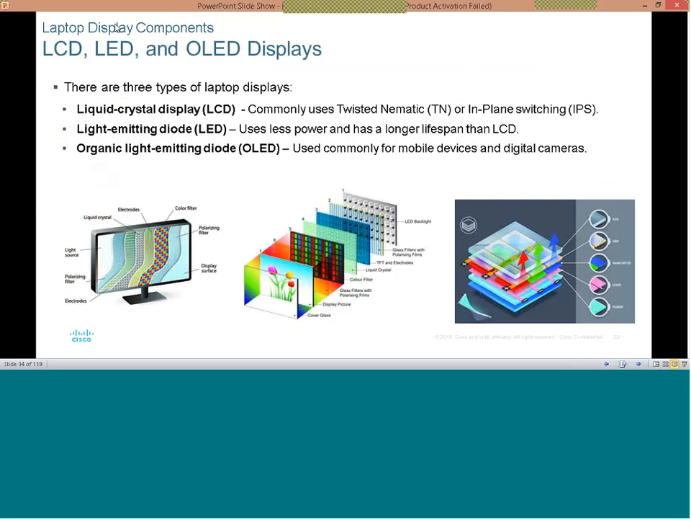And so laptop display components, you look at the LCD, the LED, the OLED in terms of display. We already know what the LCD is. You look at liquid crystal display, which commonly uses twisted nematic or in-plane switching mode. So there are different types for the laptop. So you have the LED, which uses less power and has a longer lifespan than LCD. And then we have the OLED, used commonly for mobile devices and digital cameras.